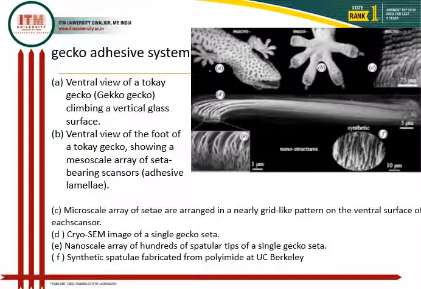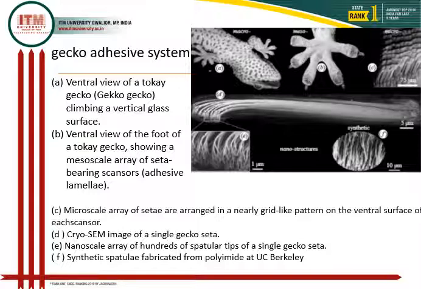The microscale array of setae are arranged in a nearly grid-like pattern. This is shown here. You can see many grids are observed. Actually, the first figure is about the gecko. Then we have moved to this structure. Then in figure C, we are discussing very small structures.